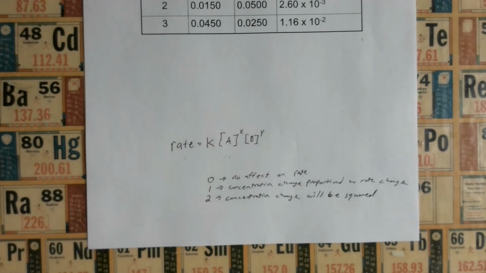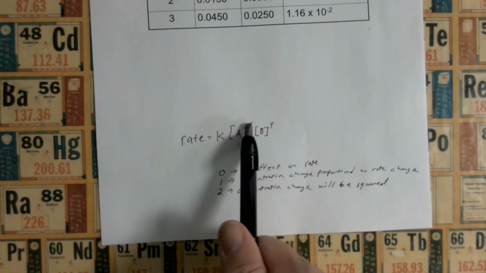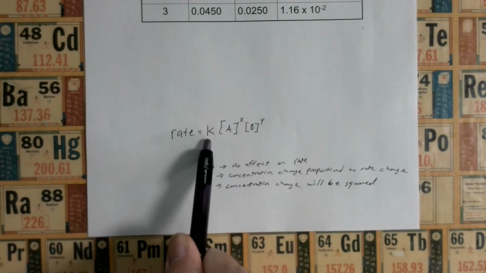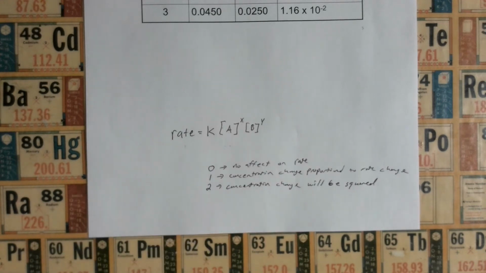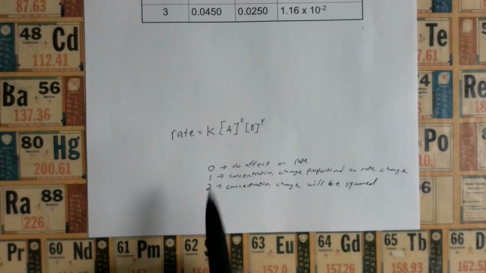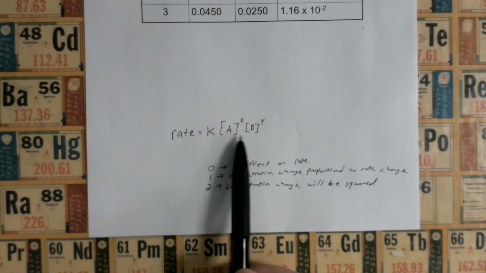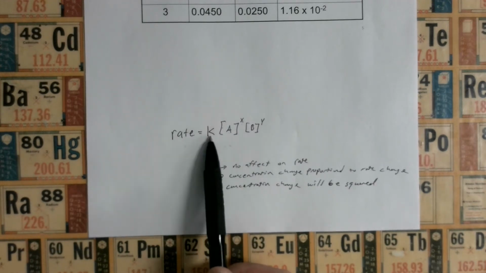So these exponents right here are the orders. k is the rate constant. It's a little k, and it's a constant that will not change until or unless the temperature changes. So at constant temperature, the rate constant k is constant for any reaction, and so that really isn't going to affect anything when I change my concentrations, because theoretically this should be the same.